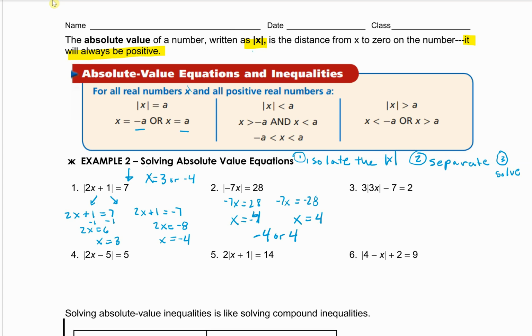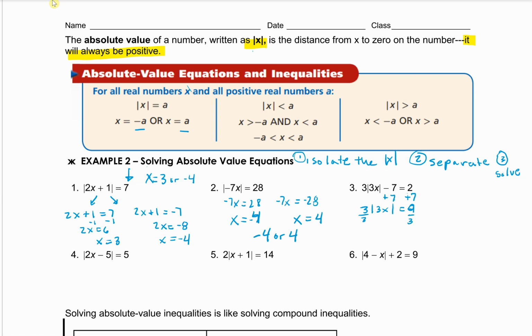Here, wow, we got some stuff going on here. So we're going to have to isolate the absolute value. Miss Adams likes to say, clear the fences. So I'm going to add 7 to each side first. So I get 3 absolute value of 3x equals, or no, sorry, add. It's going to be 9. And then I'm going to divide by 3.